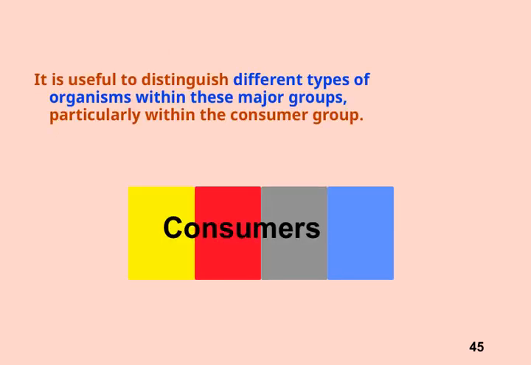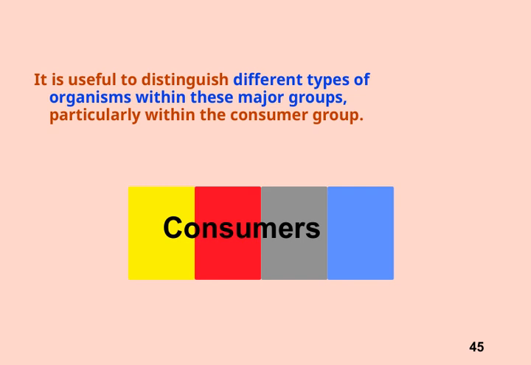Let's take a moment to consider the different types of organisms within these major groups, especially when we focus on the consumer group. It's really useful to distinguish between them because not all consumers are the same, and understanding these differences helps us get a clearer picture of how energy flows through ecosystems.